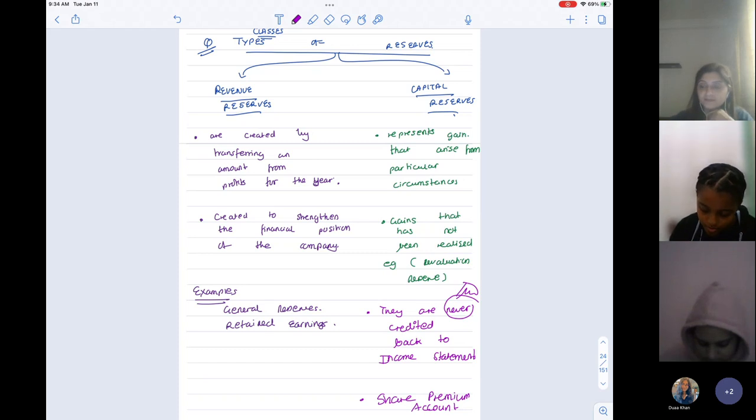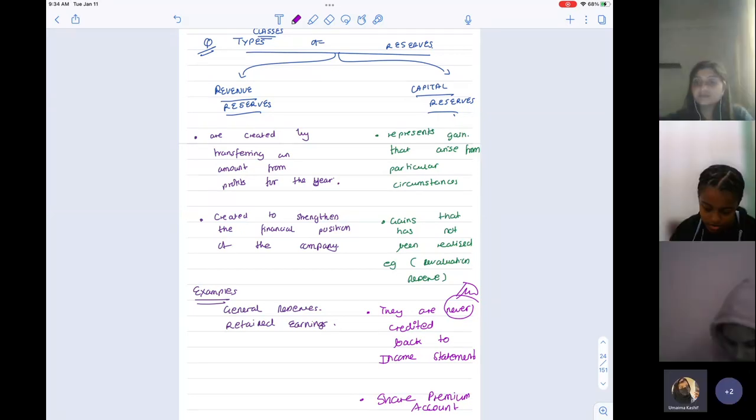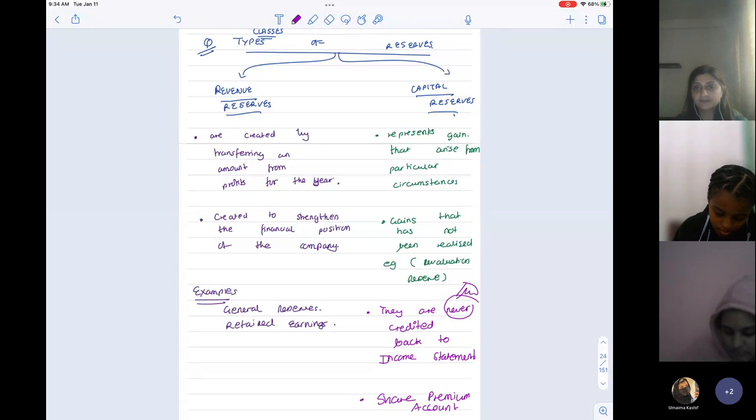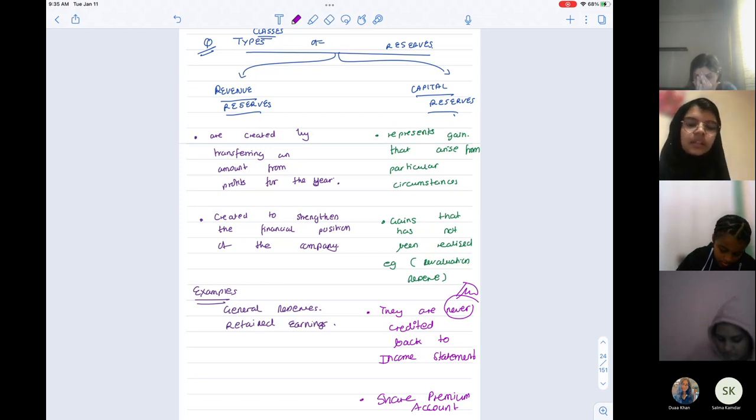It is created to strengthen the financial position, and capital reserve is the gain that arises. What is capital reserve? Capital reserve is a gain we get from particular circumstances. Yeah. So, miss, can you give me two circumstances due to which you create a capital reserve?